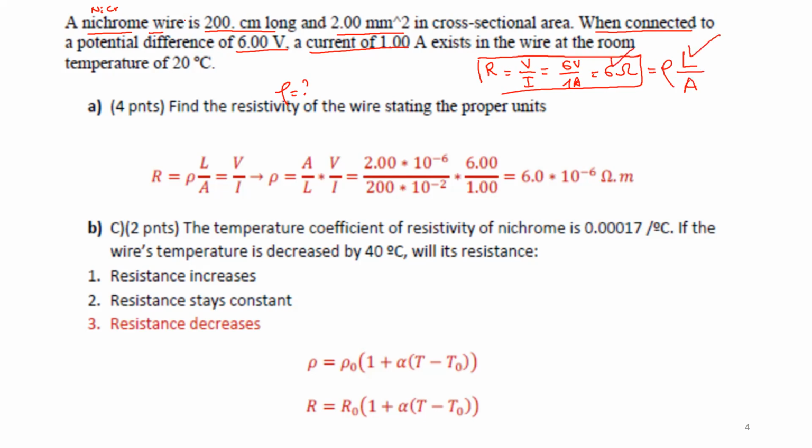I know the length, 2 meters, as you can see here. Of course, you put everything in meters. You know the area, 2 millimeters square. You put it in meters square, of course, and you go for it, and you get your rho is 6 10 to the power minus 6 ohm meter. Okay. Now let me show you something very quickly. So that's how you get the resistivity.